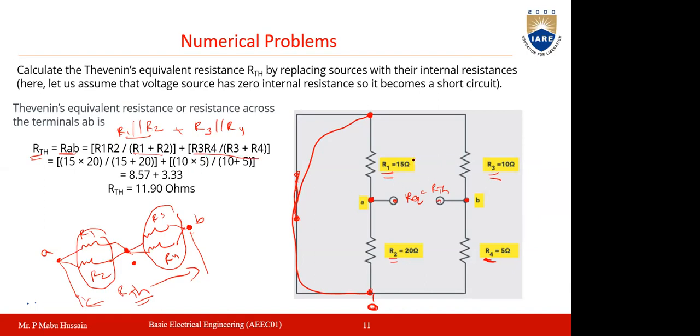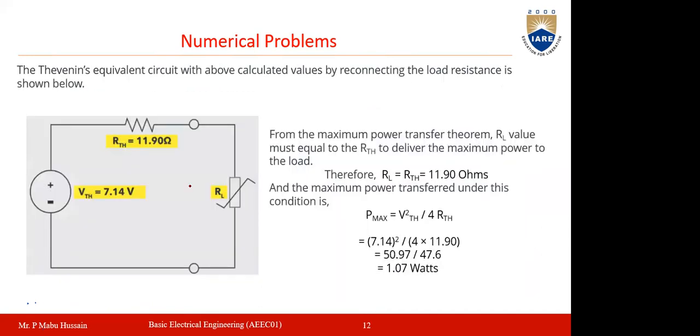And the values of resistances are given here. R1 is 15 ohms, R2 is 20 ohms, R3 is 10 ohms, R4 is 5 ohms. So you simply substitute all the values in this equation, and then you will get the R Thevenin value. Here we are getting R Thevenin to be equal to 11.9 ohms. So you got the V Thevenin, you got the R Thevenin.